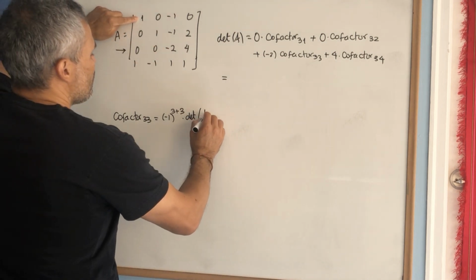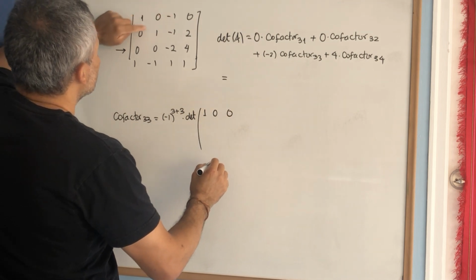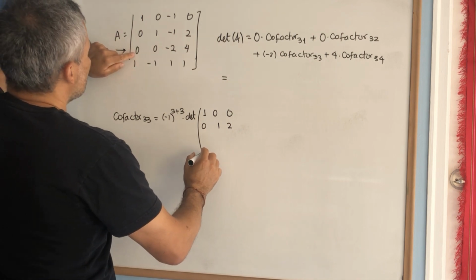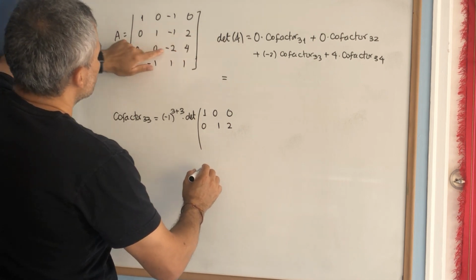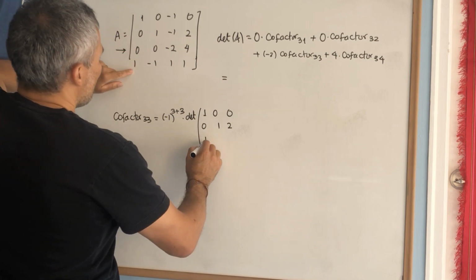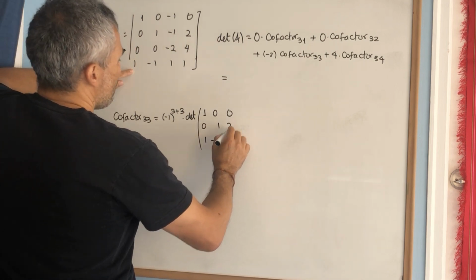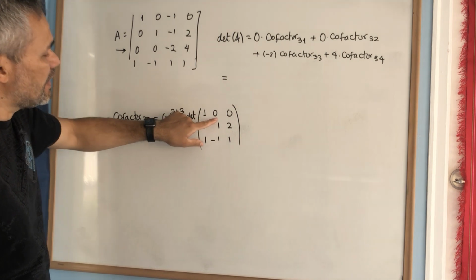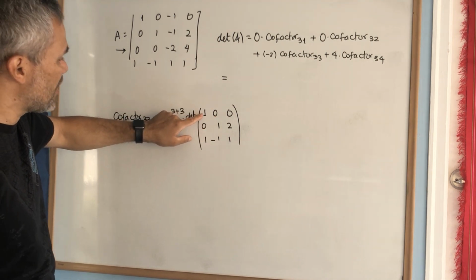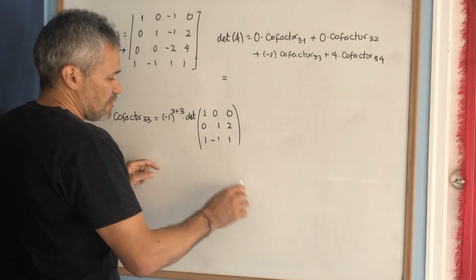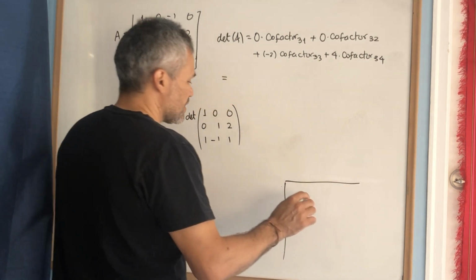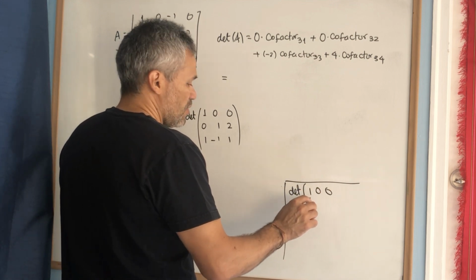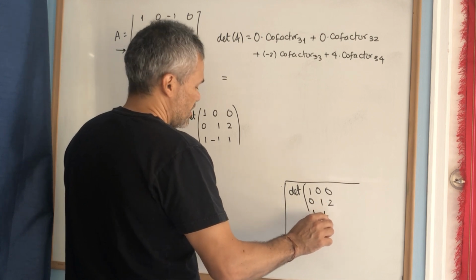Let's see, I get 1, 0, 0, 0, 1, 2, and here I'm removing also the third row, I'm removing this, then I get 1, negative 1, 1. And to compute this, you need to apply again the formula of the Laplace expansion to compute this determinant. We know that this is like a new problem. How to compute the determinant of this matrix? The determinant of 1, 0, 0, 0, 1, 2, 1, negative 1, 1.